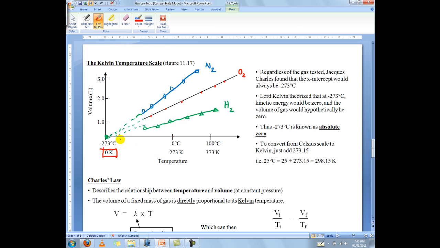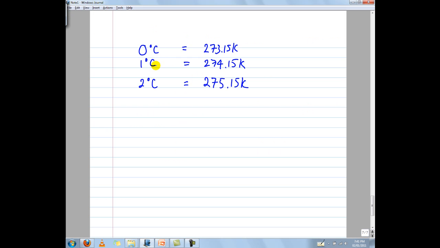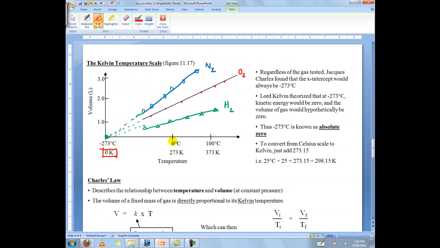I want you to remember that the Celsius scale and the Kelvin scale are identical. An increase of 1 degree Celsius is an increase of 1 Kelvin. So 0 degrees is 273.15 kelvins. 1 degree is 274.15 kelvins. 2 degrees is 275.15 kelvins, etc., etc. So the two scales are identical. The only difference is their starting point. The starting point for the Celsius scale is here, and the starting point for the Kelvin scale is way down here. So in order to convert from Celsius to kelvins, you just add 273.15.